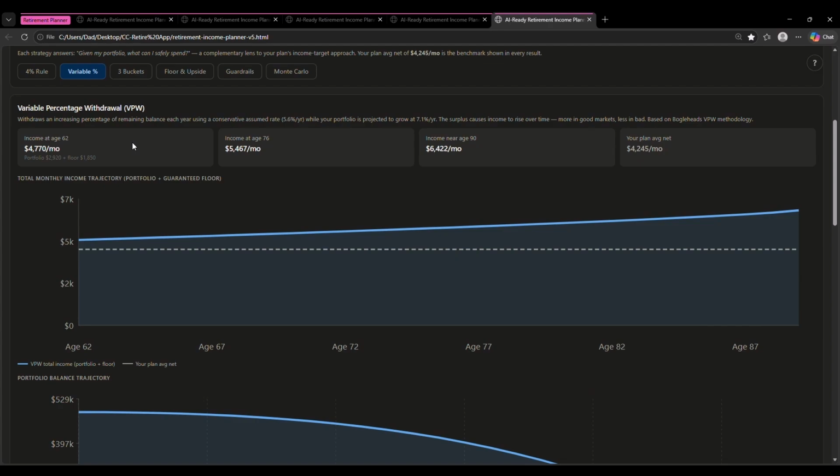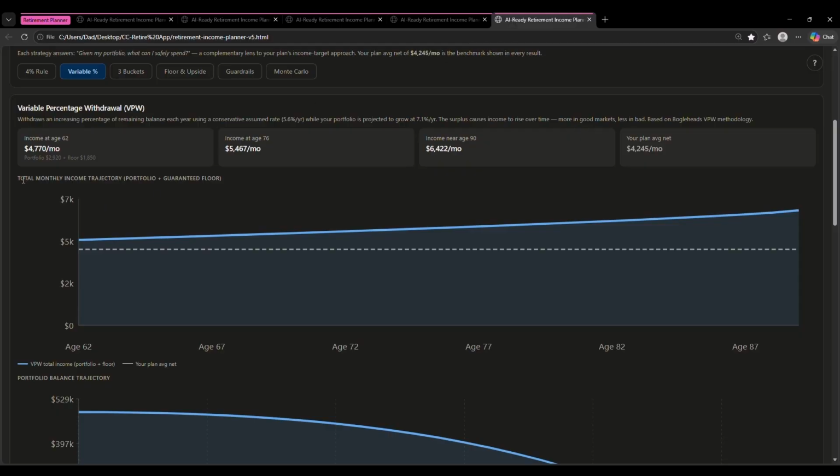Look at the three income cards. What you'd receive at the start of retirement. Here, in this case, $4,770. At the midpoint, $5,467. And near the end, $6,422. Notice they're rising. That's intentional and actually reflects reality. Many retirees spend more in their 70s on healthcare and less on travel than the reverse.